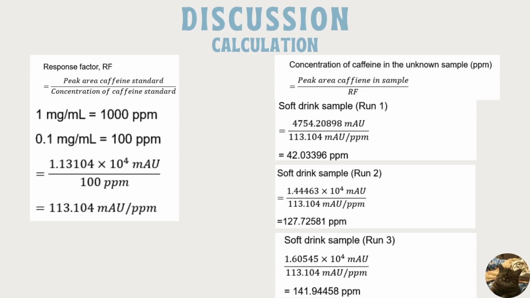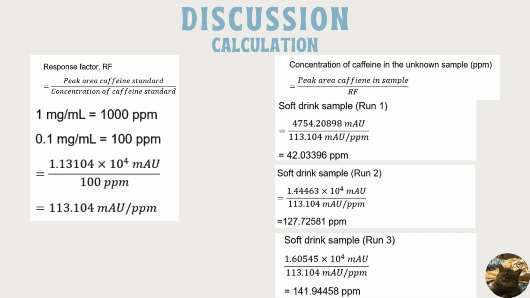Next, we'll move on to the calculation topic for our discussion. We will calculate the response factor RF, and then the RF that was calculated will be put into another formula that will be used to calculate the concentration of caffeine in the unknown samples. To calculate the RF, the peak area of the caffeine standard was divided by the concentration of the caffeine standard. The concentration of the caffeine standard, which is 0.1 mg per milliliter, will be converted into 100 parts per million.